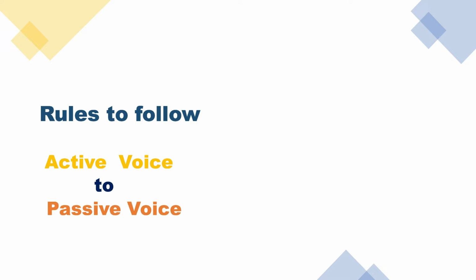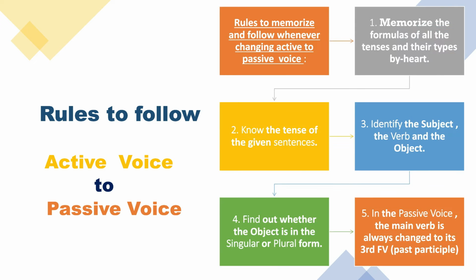Active and passive voice. Now before learning how to change active to passive voice, there are some rules you will have to follow. Rules to memorize and follow whenever changing active to passive voice. Number 1 is memorize the formulas. Like I just said, you have to memorize the formulas of all the tenses, present, past and future tense. That's the first step. Number 2, know the tense of the given sentences.